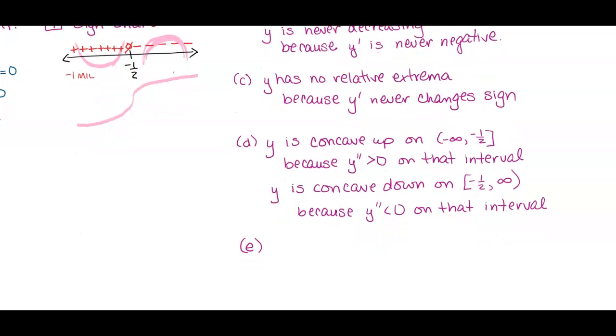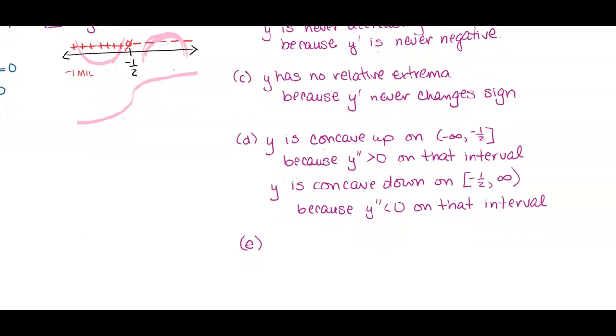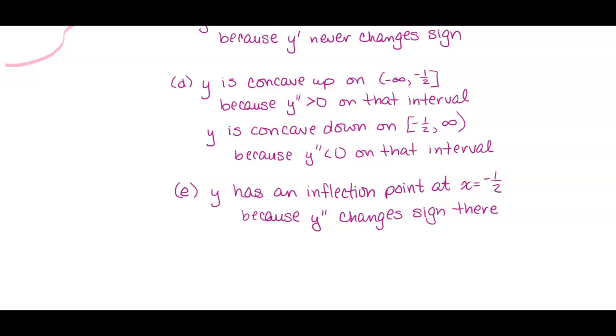So your inflection point is that -1/2 number. So there's the answer to your last question. Y has an inflection point at x equals -1/2 because y double prime changes sign there.